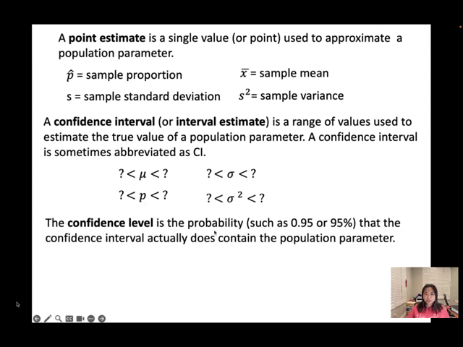Confidence level is the probability, such as 0.95 or 95%, that the confidence interval actually does contain the population parameter. I'm gonna explain this part on the next slide. Okay, in the first example, we worked on the 95%, but it can be anything. It can be 91%, 93%, 97%, or you could even construct an 85% confidence interval.